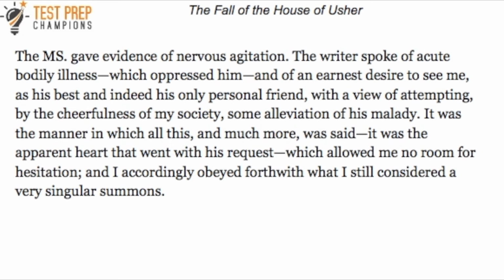The manuscript gave evidence of nervous agitation. The writer spoke of acute bodily illness, which oppressed him, and of an earnest desire to see me as his best and indeed his only personal friend, with a view of attempting by the cheerfulness of my society some alleviation of his malady. It was the manner in which all this and much more was said. It was the apparent heart that went with his request, which allowed me no room for hesitation, and I accordingly obeyed forthwith what I still considered a very singular summons.